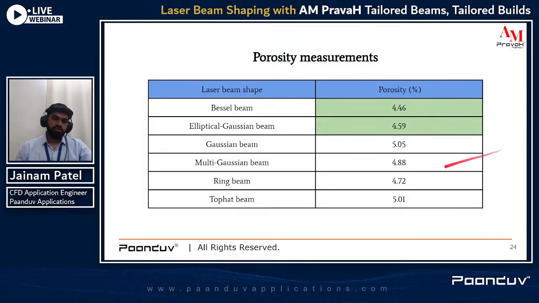Porosity measurement. I have also done the porosity measurement in AM PravaH, and I have found that the ring beam and elliptical Gaussian beam have the lowest porosity, and maximum porosity is on the Gaussian beam profile. So by using this laser beam shape profile and providing different power, scan speed and other inputs, the user can minimize this porosity and make a good build part.